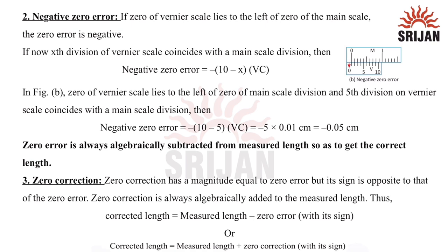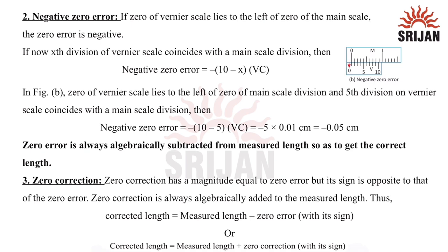Negative zero error. If the zero of the Vernier scale lies to the left of the zero of the main scale, like this, then the negative zero error is there. Now, if the x-th division of the Vernier scale coincides with a main scale division, then the negative zero error would be minus (10 minus x) into Vernier constant.